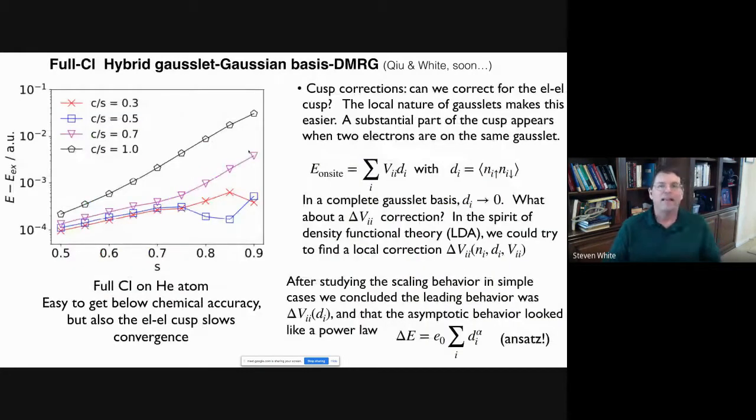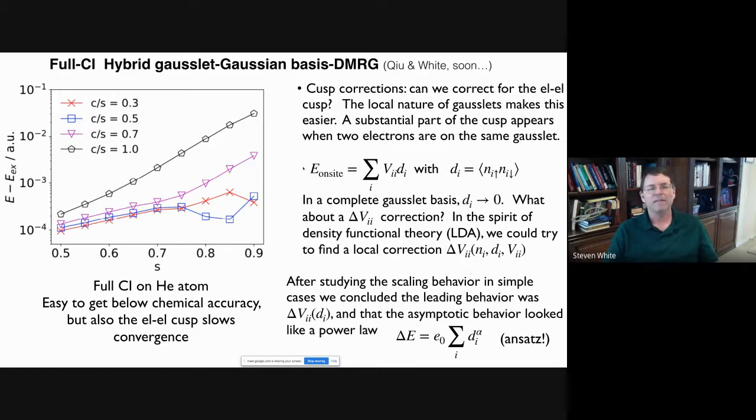Okay. Now here's results for doing full CI just on the helium atom. And what you see here is that we're converging well below chemical accuracy. This is testing out the different parameters of the distortion. But the key thing is that there's a slower convergence in this regime. And this turns out to be because of the electron-electron cusp. Of course, that's singular, so it means everything converges slowly. And this is, of course, well known.